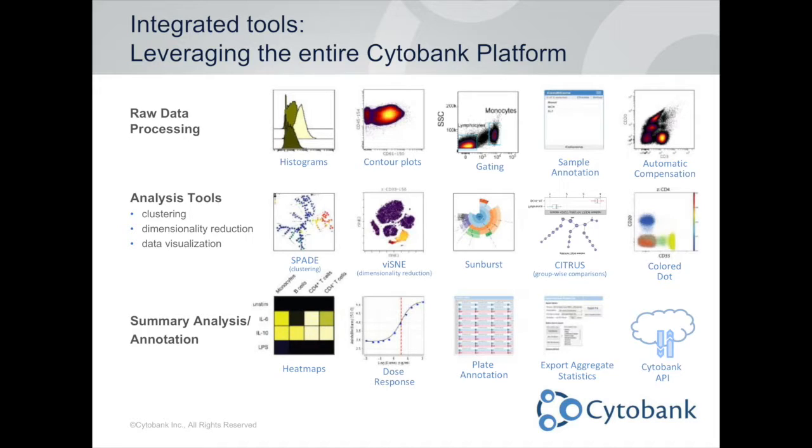Cytobank is a fully featured cytometry analysis program, from traditional analysis techniques like histograms, dot plots, compensation for fluorescent data, things like statistics export and heat maps. All those are standard in Cytobank, but we also offer these advanced tools like Spade, VisMe, Citrus, and Sunburst, in addition to advanced ways to interact with this data, like the Cytobank API, which I'll be covering later.